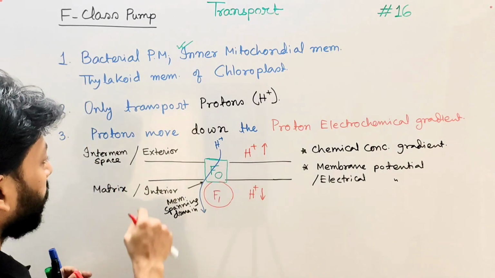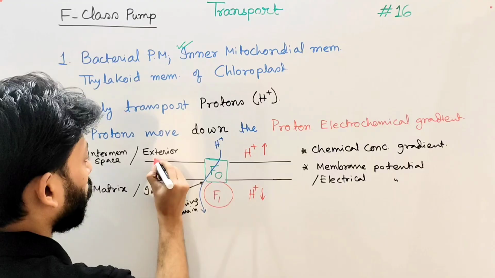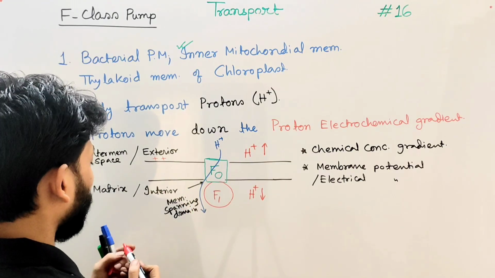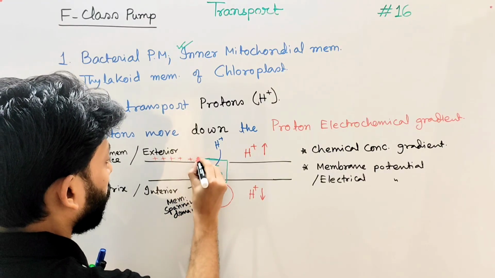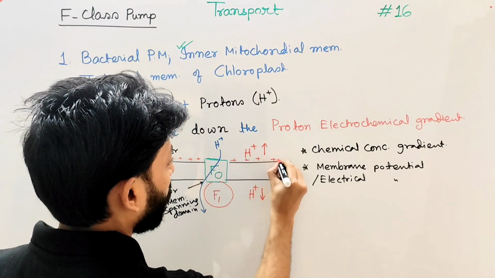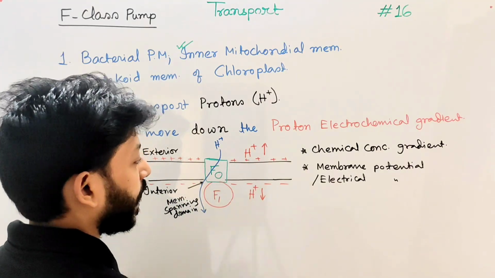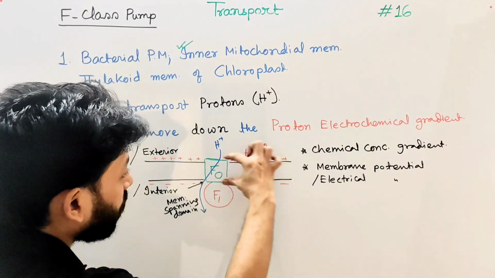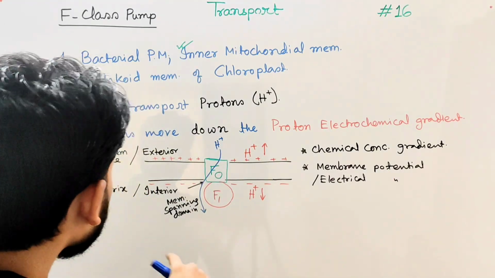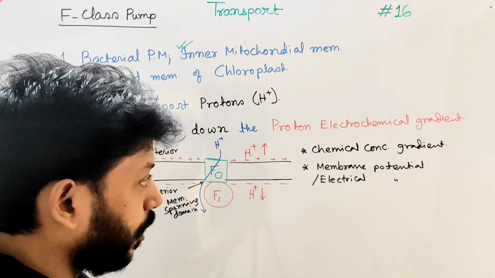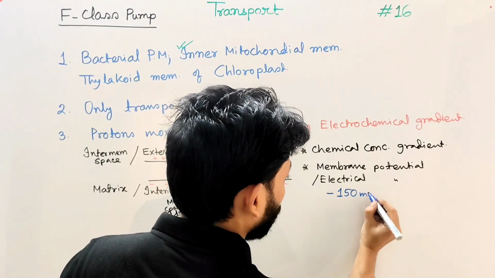As I have mentioned, in the intermembrane space of the mitochondria there are more H plus ions present. So more positive ions are present here, and less positive ions, that means more negative ions, are present inside. That is called the electric potential or membrane potential. In mitochondria, the value of this membrane potential is minus 150 millivolt.